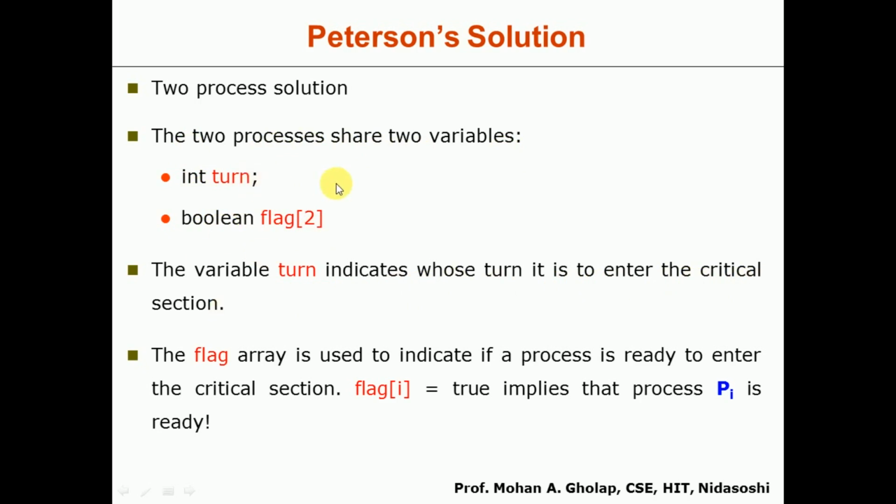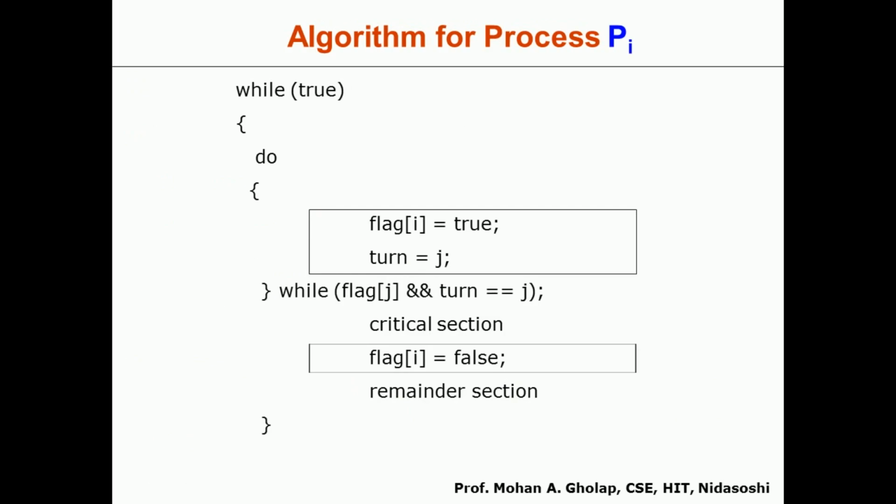If the value of turn is equal to i, that indicates process Pi is ready to enter its critical section. The variable turn indicates whose turn it is to enter its critical section. The flag array is used to indicate if a process is ready to enter the critical section. If flag[i] is equal to true, that implies Pi is ready to execute, and turn equal to i means it is the turn of process Pi to enter the critical section. So these are the two variables that will be shared between the two processes in Peterson's solution.